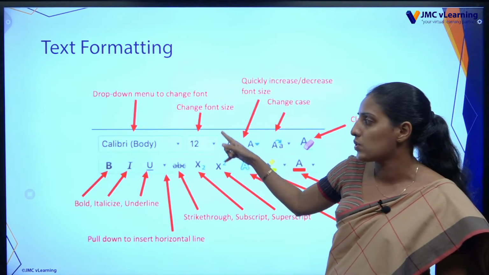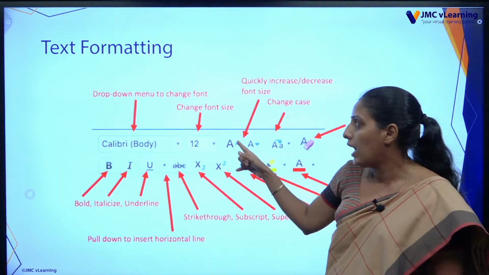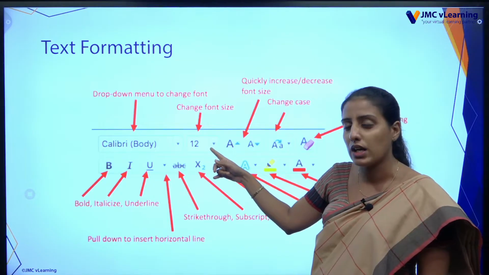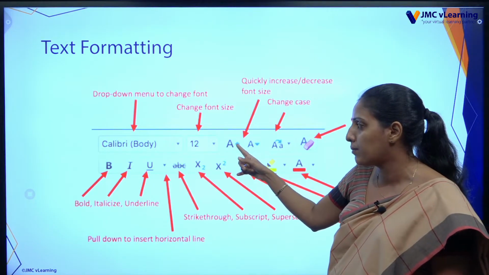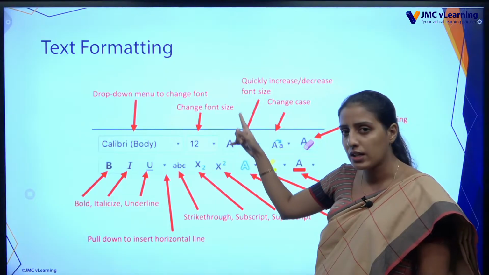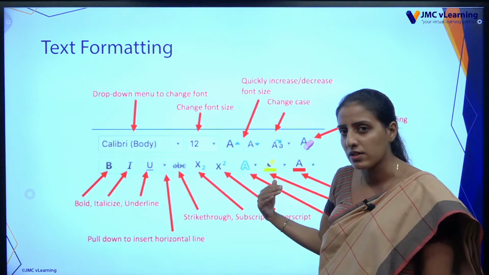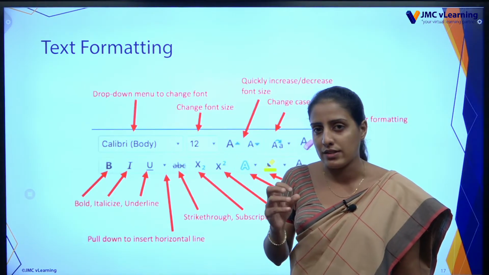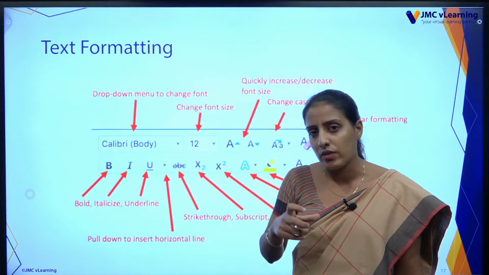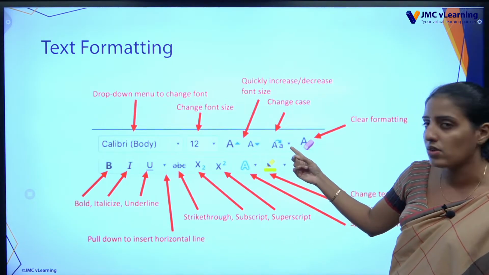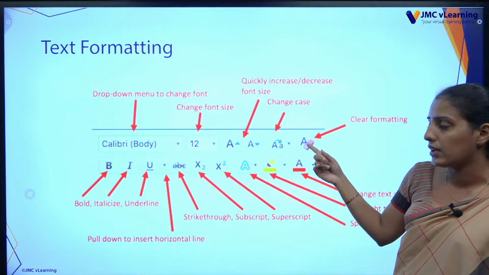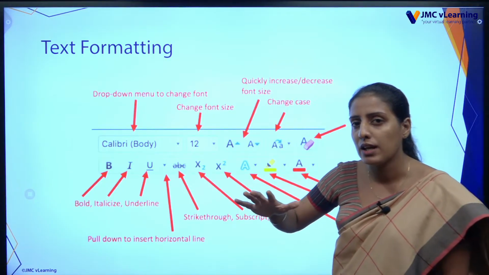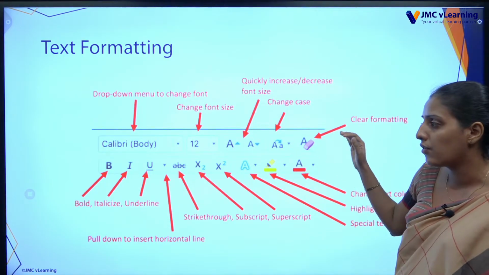This is used to change the font size, and this is to quickly increase or decrease the font size. If you are having trouble with changing it here, you can simply go through this. This is used for increasing the font, this is used for decreasing the font, and this is used to change the case. That means if you want to make your text uppercase letters or lowercase letters, you can use this option. And this is clear formatting. If you have done any formatting to your text, you can clear it by using this clear formatting.